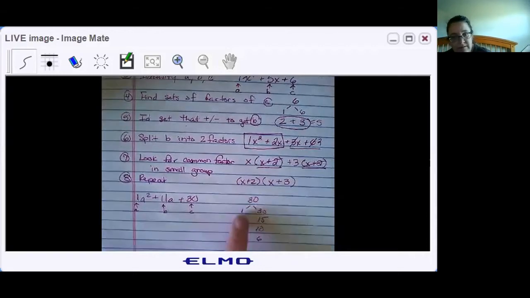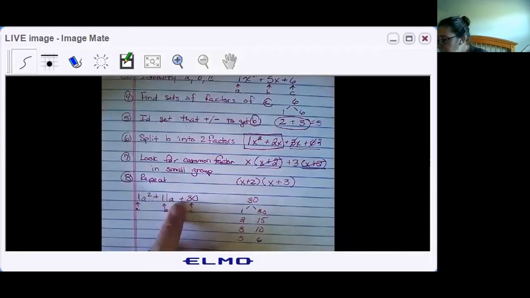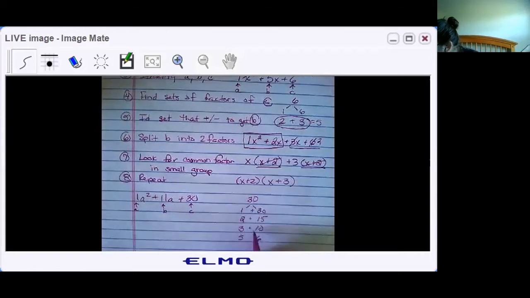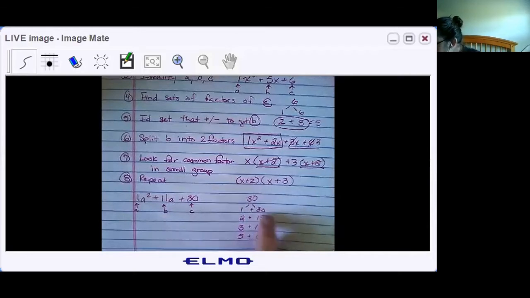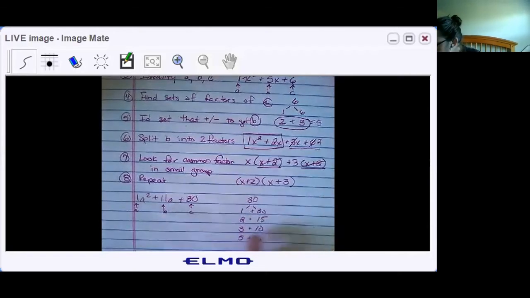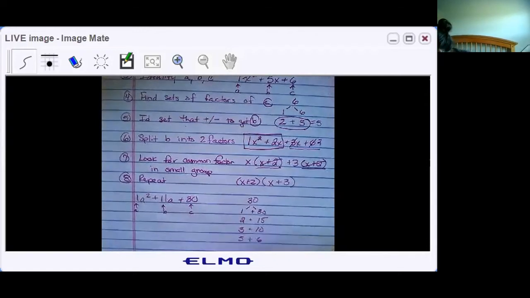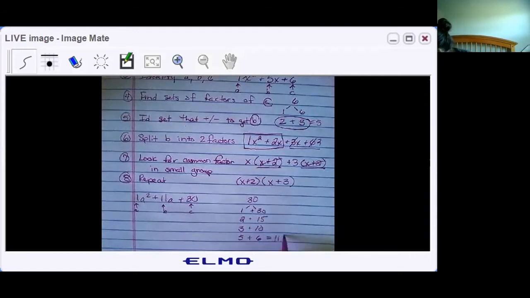Since this is positive and this is positive, I'm going to be adding. Well, let's see. 1 plus 30 is 31. That's not what I need. 2 plus 15 is 17. 3 plus 10, 13. 5 plus 6 is 11, so this is what I'm going to use.